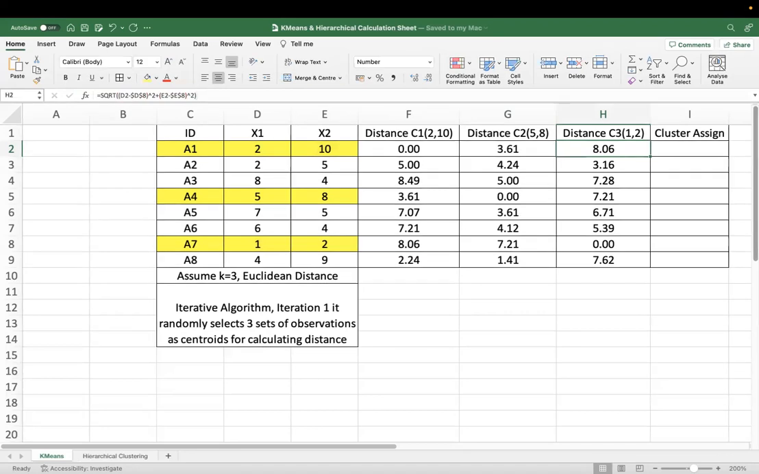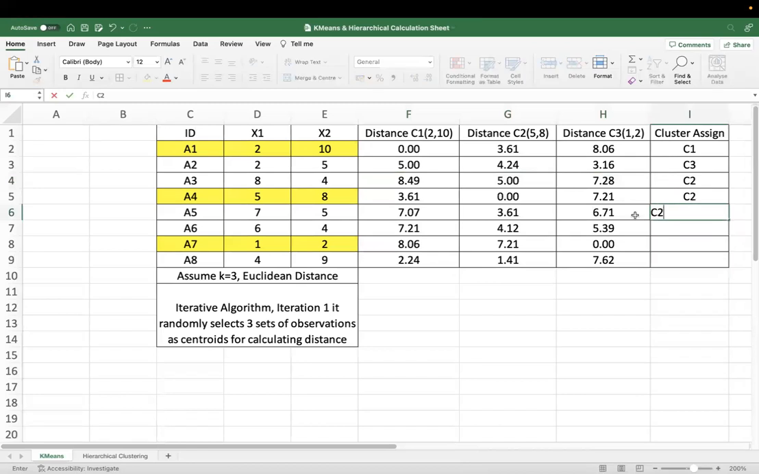Okay. Now, for each row's lowest distance. What is the lowest of all these three? 0. So it is cluster 1. Lowest among these three, cluster 3. Lowest among these three, 5, C2. Lowest is C2 again, 0. Here C2 again, 3.61. Here also C2, 4.1. This is C3. This is again C2. The minimum distance will be taken.